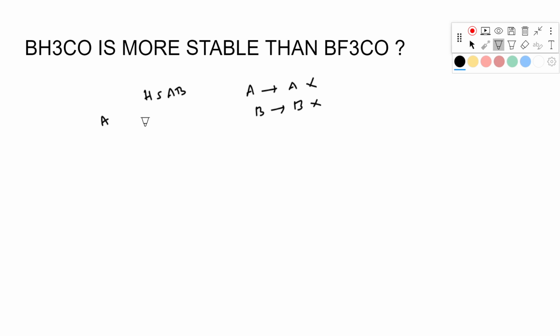So you have to know one fundamental rule: hard acid with hard base, these hard interactions are stronger, and soft acid with soft base, these soft interactions are stronger. So hard interactions are stronger, which means the compound having hard interactions is a stable compound, and the compound having soft interactions is a stable compound.